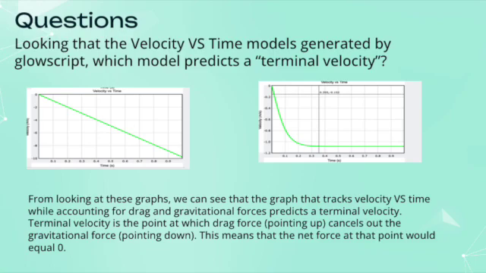Some questions that could arise here: looking at the velocity versus time models generated by GlowScript, which one predicts a terminal velocity? By looking just at these graphs, we can see that accounting for drag and gravitational forces predicts a terminal velocity. That graph is the one on the right. The terminal velocity is a point at which drag force, which points up, cancels out the gravitational force pointing down. This means net force at that point would equal 0 and lead to a terminal velocity.